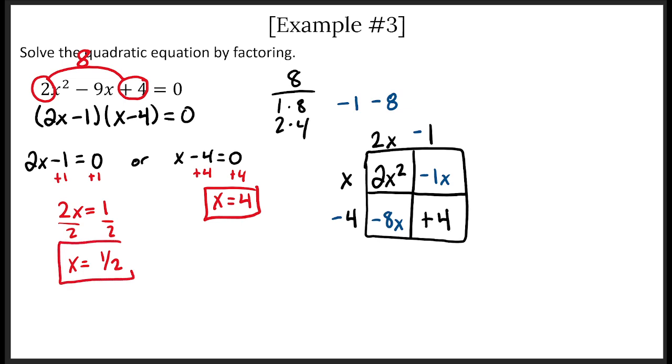So we could possibly get some fractions as answers. And that usually depends on if you have an a number in the front. This one had a 2 in the front. So we ended up with a 1/2 or something divided by 2 at the end for an answer. So if you have an a value that's greater than 1, you need to be using the old school box method.